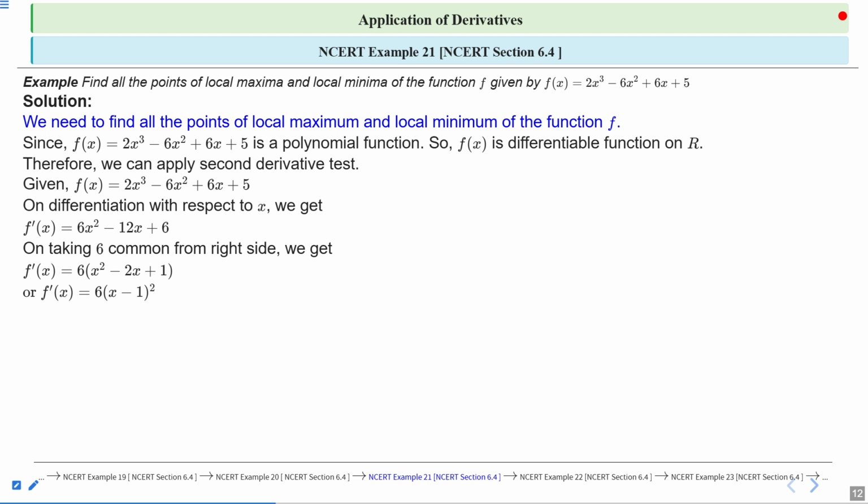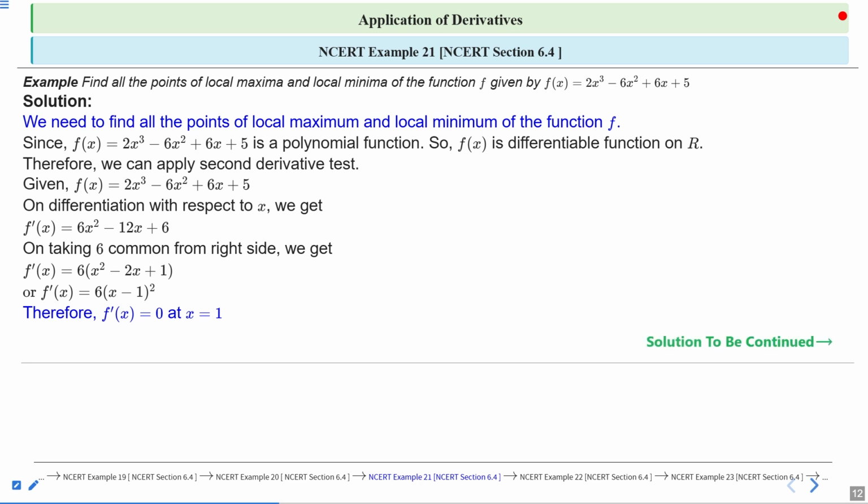Or we can say that f dash x is equal to 6 times (x minus 1) whole square, right? Therefore, f dash x will be equal to 0 at x equal to 1. Okay, clear?